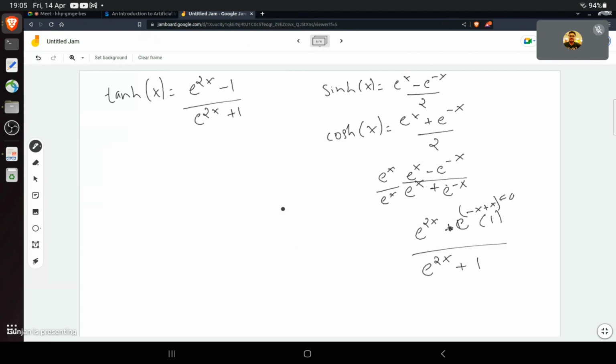Sometimes the eraser works, sometimes it does not. So it is e to the power 2x minus 1, and so ultimately you get (e to the power 2x minus 1) over (e to the power 2x plus 1).